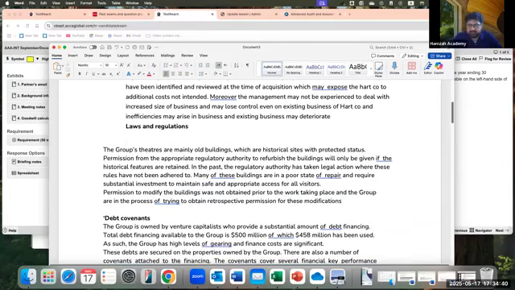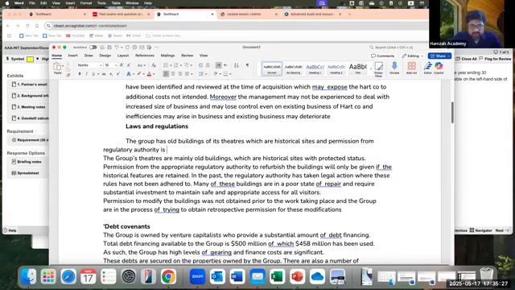So what I'll be doing, I'll be writing the answer. So the group has old buildings of its theaters, which are historical sites. And regulatory permission from the regulatory authority is required for any repair to them.